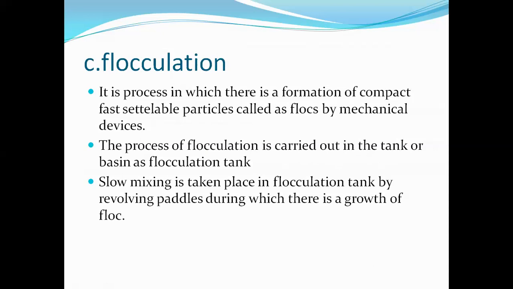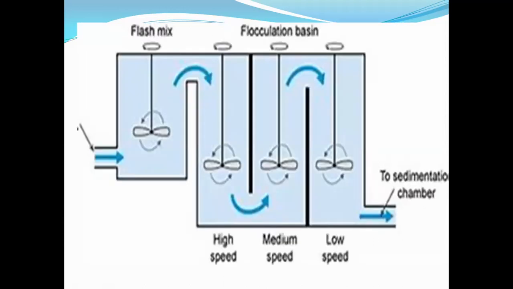The slow mixing takes place in the flocculation tank by revolving paddles, during which there is a growth of floc. That is, the paddles are used for mixing, and when the paddles are revolving, floc is formed in the water, and then this floc is settled at the bottom and the colloid is formed. Now see, this is the process of flocculation.